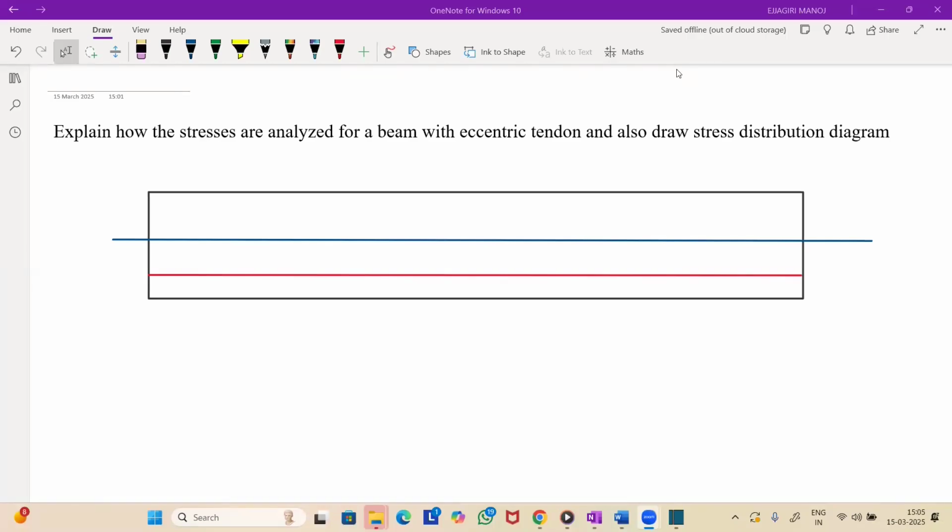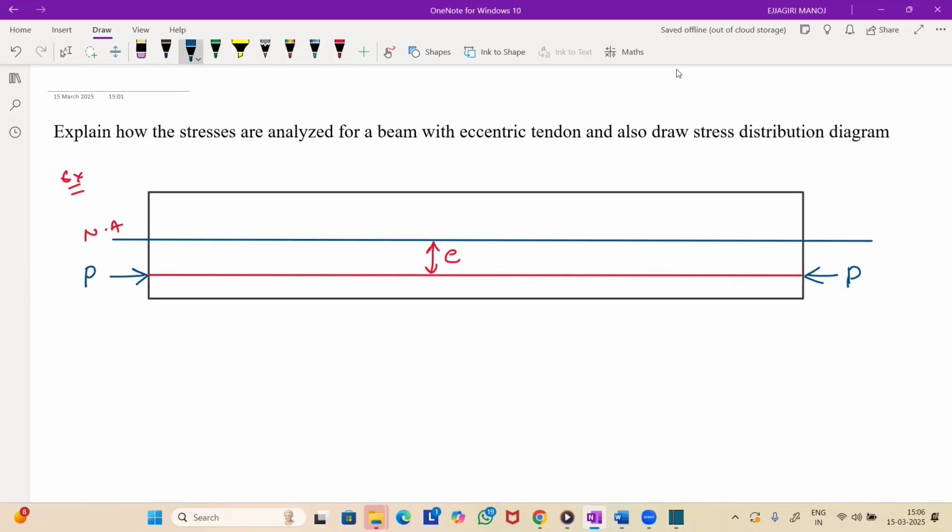Let us see how we'll calculate the stresses in a pre-stressed concrete member if the tendon is provided with some eccentricity. Okay, so here you have one example. Here we have a beam and a tendon is provided with some eccentricity E from the neutral axis. Okay, so here you will be having pre-stressing force like this. So the pre-stressing force is provided at the eccentricity E from the neutral axis.